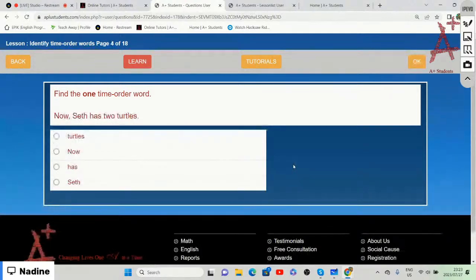Now Seth has two turtles. We need to choose the correct time order word. Is it turtles, now, has, or Seth?